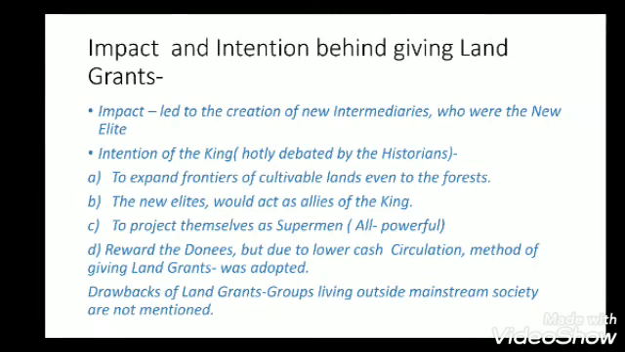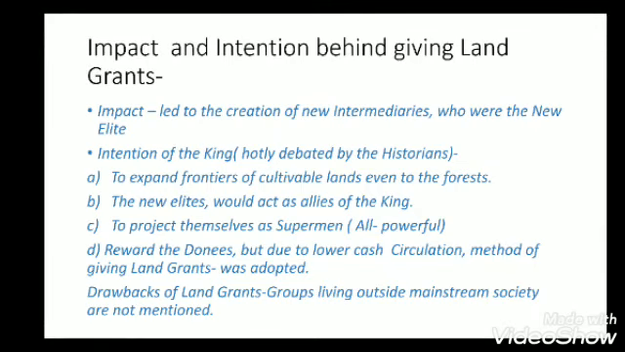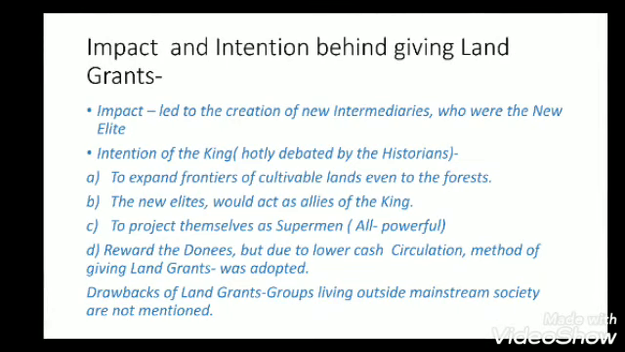So, one such impact, or you can say intention behind the land grant, was that the emperor or the king wanted to expand the frontiers of cultivation. Okay? So, by granting a land or a territory which was previously uncultivated, what the king managed to do was he ordered the Doni to expand cultivation in that area. So, in that way, cultivation got an impetus by the king.